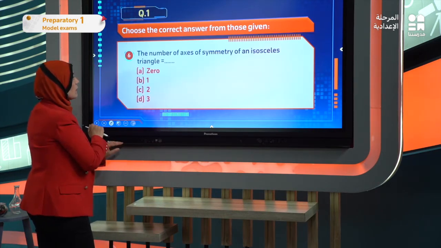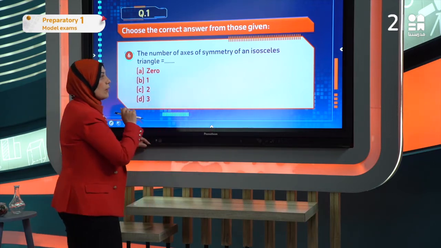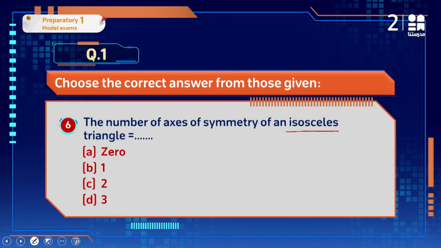Number 6, the number of axes of symmetry in the isosceles triangle. Isosceles means 2 sides are equal in length. This one is equal to this one. So how many lines of symmetry? Just 1. When I fold the paper on the line of symmetry, we will get 2 shapes above each other. So the answer is 1.